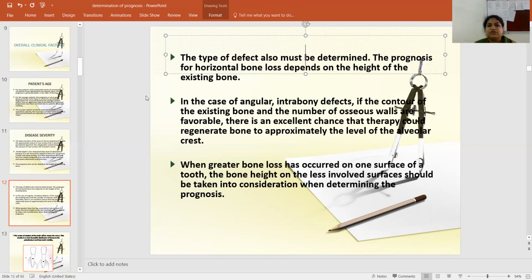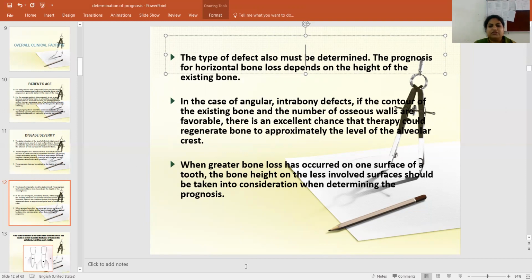So one wall defect means one wall is present. So you are not going to attempt any regenerative therapy, so the prognosis will be unfavorable. But two wall defect means two walls are present and two walls are lost. For example, the buccal and lingual walls are present and the mesial and distal walls are absent.